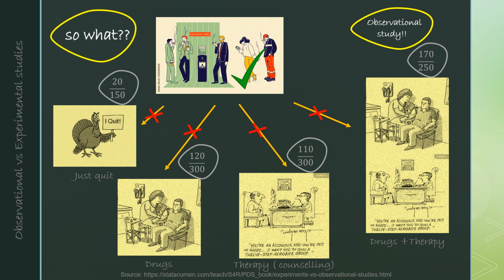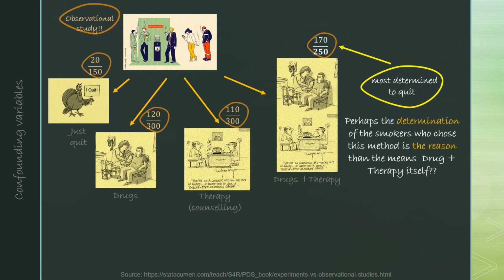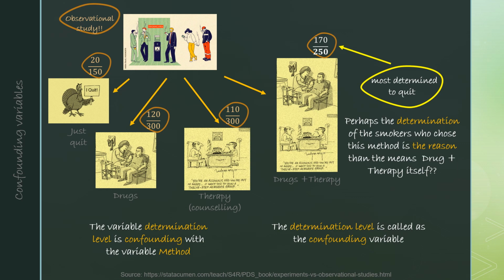So what? There are some shortcomings. Let's explore them. What if most of those 250 who chose drug plus therapy as the means to quit smoking are among the most determined ones to quit in the sample? Perhaps the determination of the smokers who chose this method is the real reason, rather than the means, drugs plus therapy itself? Or is it that the determination worked all along, assisting this method to succeed? The variable determination level is confounding with the variable method. The determination level is called the confounding variable.